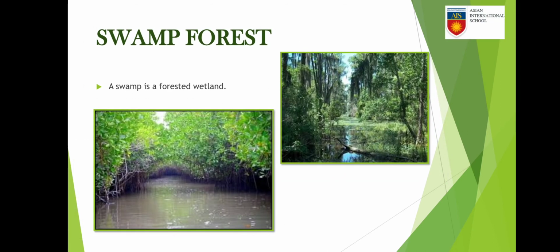Swamp forest. A swamp is a forested wetland. Swamp forests are found along the Andaman and Nicobar Islands and the delta region of the Ganga and the Brahmaputra rivers. They are also known as the mangrove forest. They consist mainly of mangrove, dates, and palms. The roots of these trees have soft tissues.